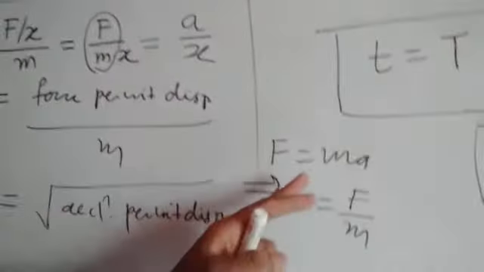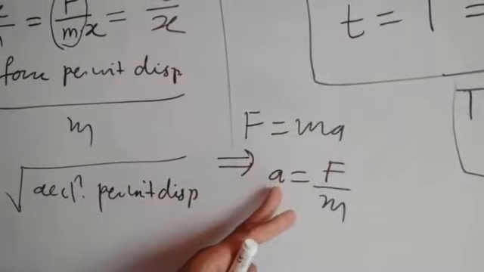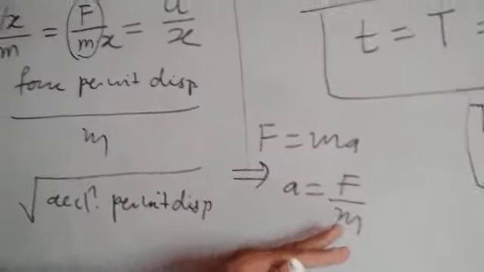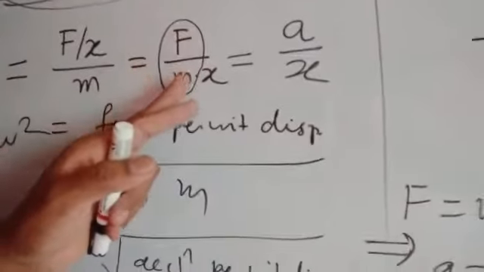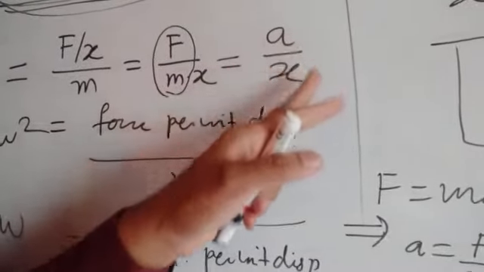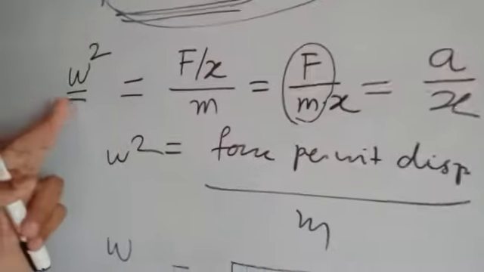But by Newton's second law, F equal to ma, mass into acceleration, acceleration equal to what? Force divided by mass. Now see here, force by mass is what? Acceleration. So we can write it is equal to acceleration per unit displacement. And this is nothing but what? Omega square.